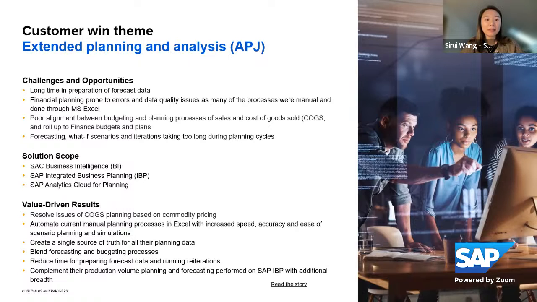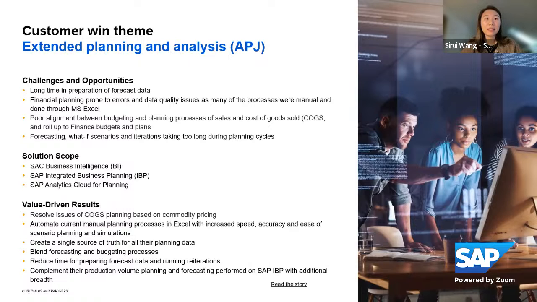And other than the poor alignment between operational and financial planning due to disconnected planning processes and systems, this customer was also challenged by error-prone manual planning processes, which depend highly on Excel. They lacked a single source of truth for all of their planning data, and it took a very long time to prepare all of those forecasting data to run what-if scenarios for informed decision-making.